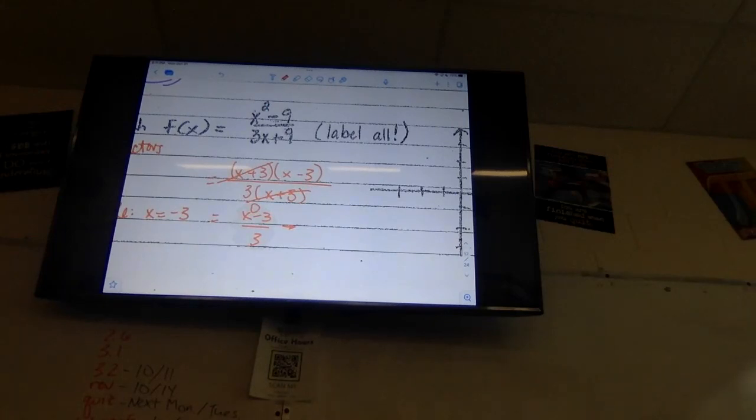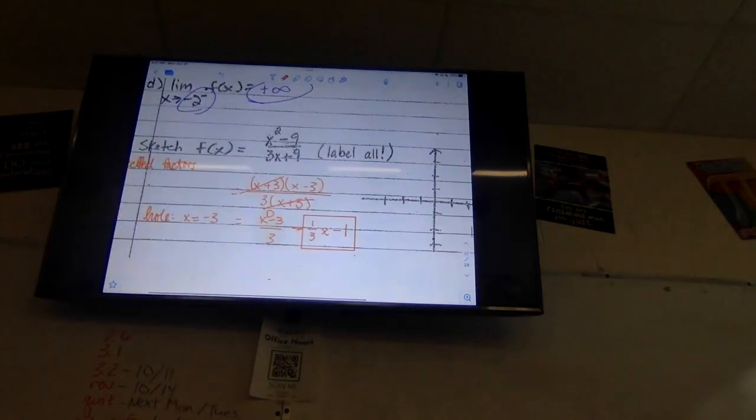You could have simplified this to be 1 over 3 x minus -3 divided by 3 is 1. If you looked at this, you'd be like, oh yeah, that's kid stuff. That's Algebra 1. That is a line. I can graph that. The only thing is that we're going to have a hole at x equals -3.